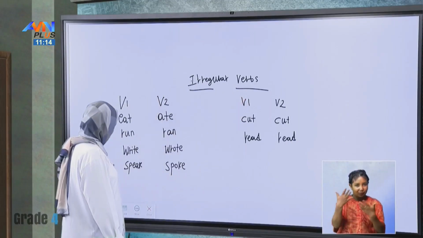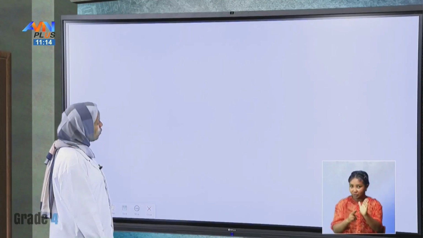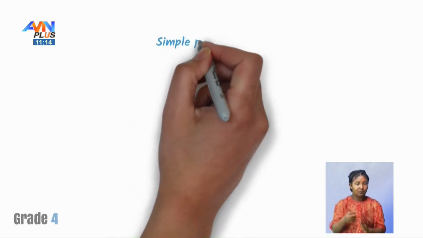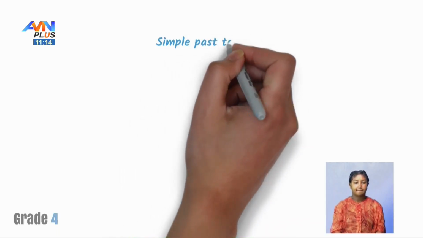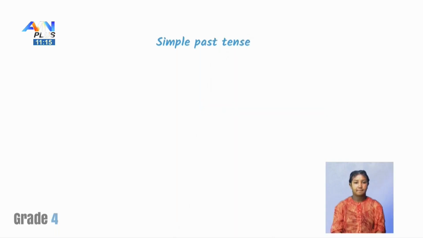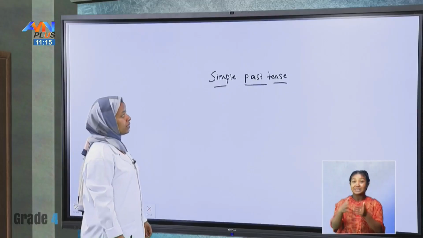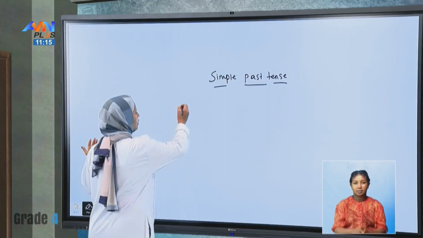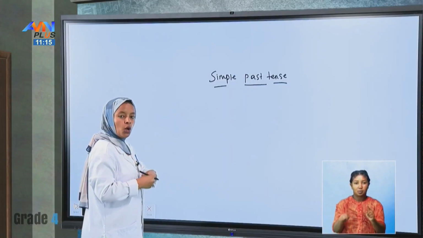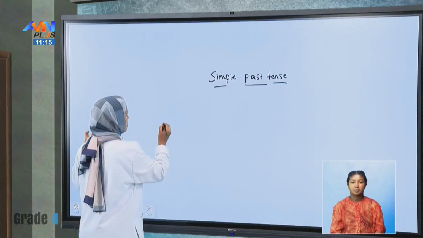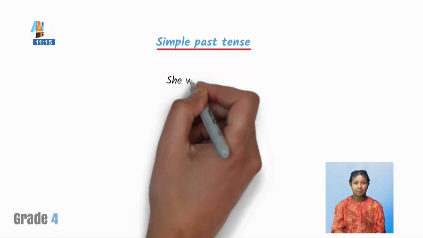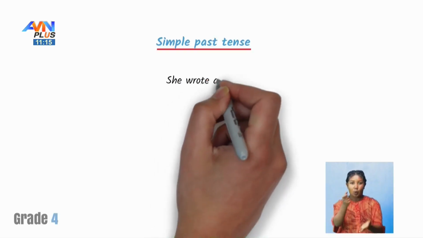After this, let me show you one rule when we come to simple past tense. So when we come to here, how are we going to use simple past tense? For example, as a positive sentence or affirmative sentence. For example, we can say here: she wrote a letter.